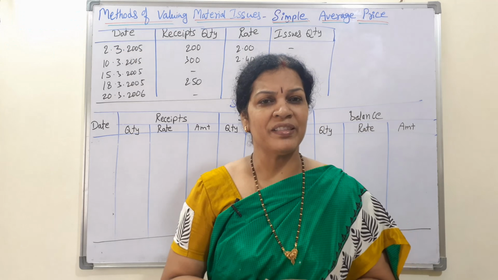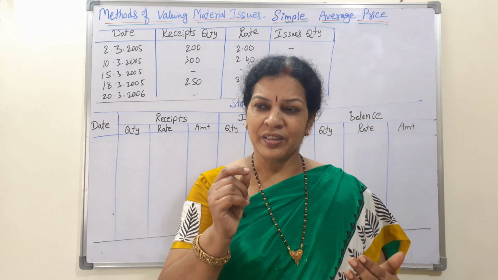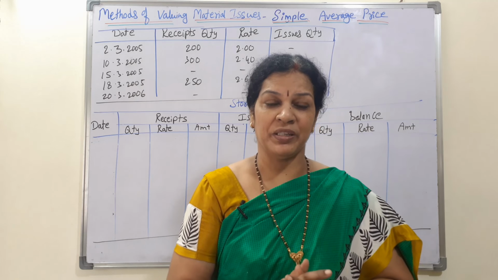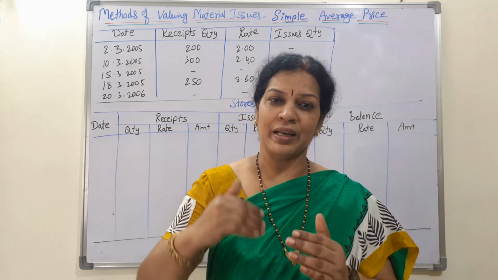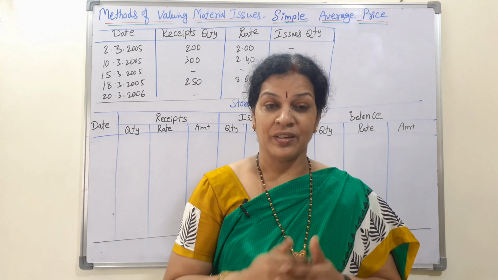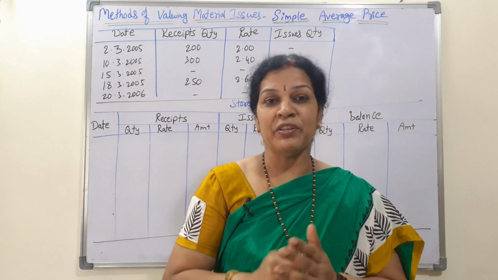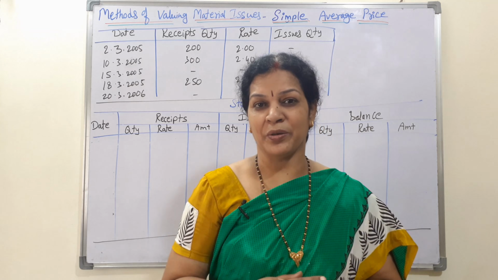So now today we'll see the simple average method. In the simple average method, the difference comes in the calculation when you are issuing the material. What would be the price calculation? We take the average of the last two purchases, whatever material we have purchased. You will understand while working out the problem.